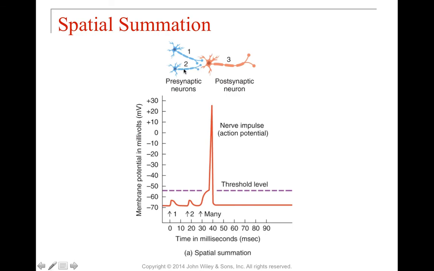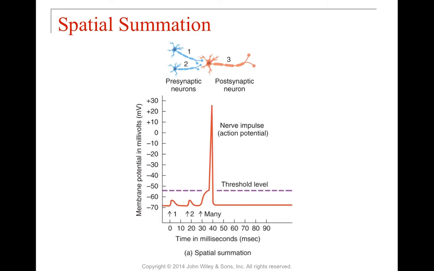Since both of them are sending information in, if we have 1 and 2, and neither one of them by themselves is enough to cause the action potential to be passed on, but if we had both of them together, or many of them together, then we can perhaps reach that threshold level and induce that action potential. But again, it depends on how many of them are excitatory and how many of them are inhibitory. Once we get to the point where we can pass this threshold level, then we can induce that action potential.